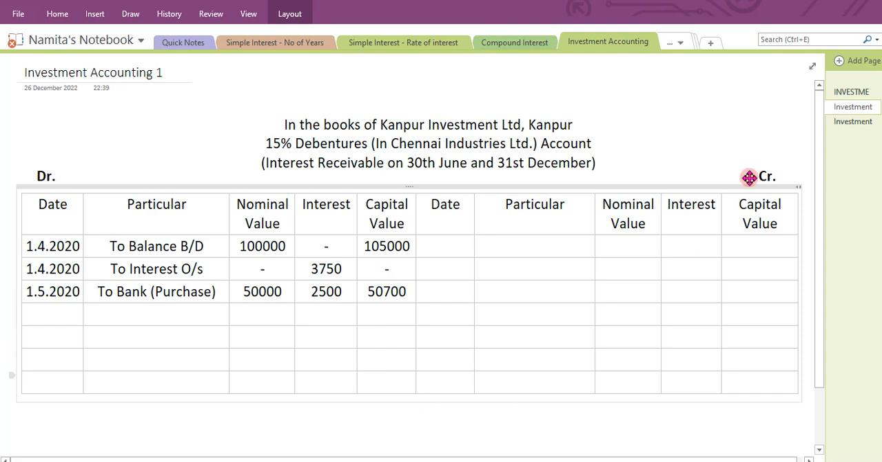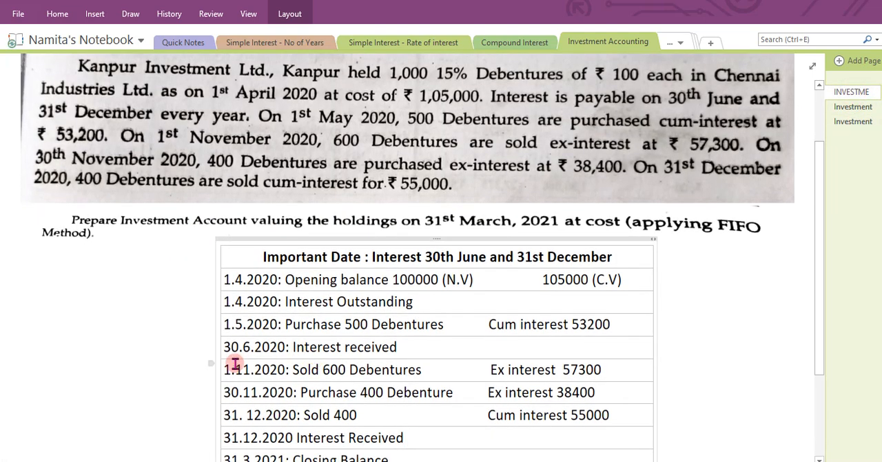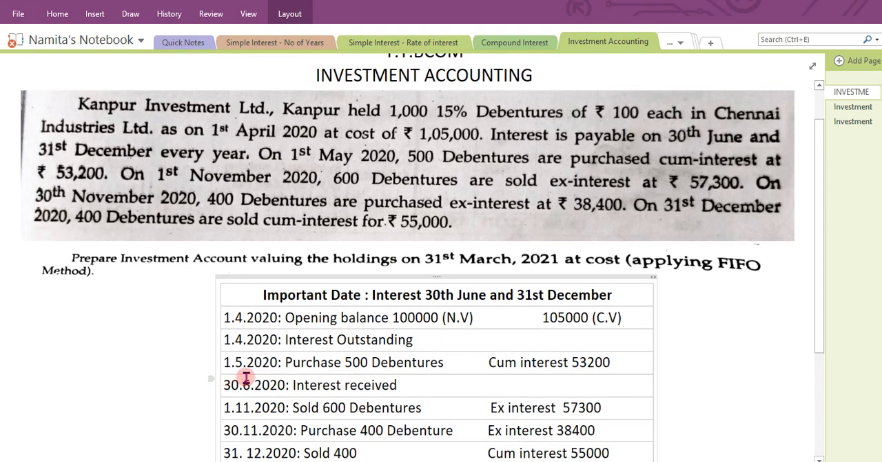Now after 1st May, next is 30 June 2020, interest received. We are receiving the interest, right? After 1st May, which month?